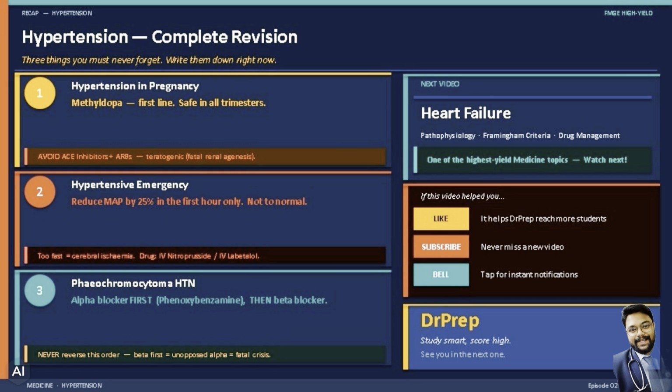Number 2. Hypertensive emergency. Reduce MAP by 25% in the first hour only, not to normal. Number 3. Pheochromocytoma hypertension. Alpha blocker first, then beta blocker. Never reverse this order. If you remember just those 3 points, you will get every hypertension question right in FMGE.